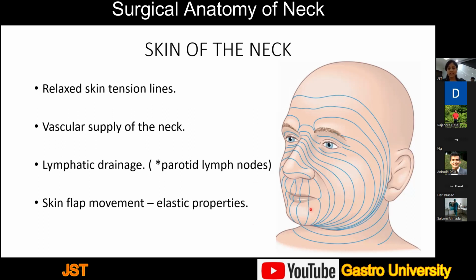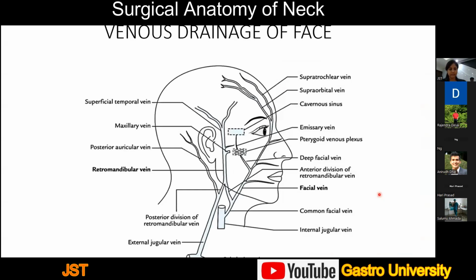Now, lymphatic drainage of the skin goes to the superficial group of lymph nodes in the closest proximity to that skin. One point to note here is the parotid group of lymph nodes. Parotid group of lymph nodes are a very common site for occult metastasis of skin cancers. Therefore, parotidectomy is always preferred in cases of excision of skin cancers of the head and neck region.